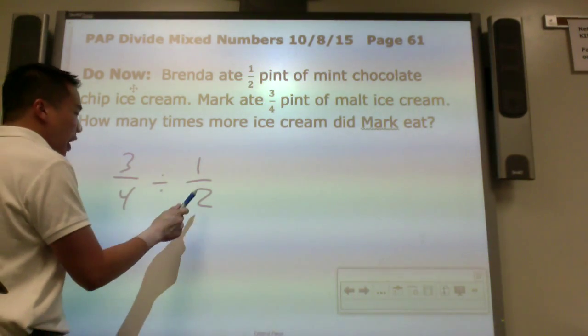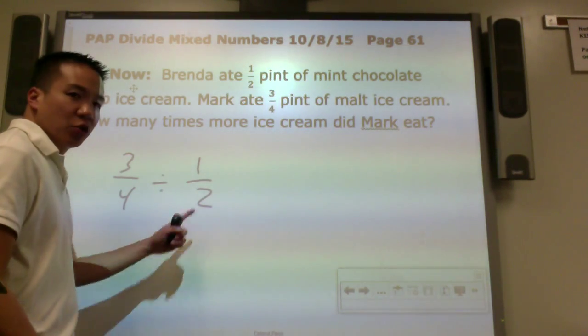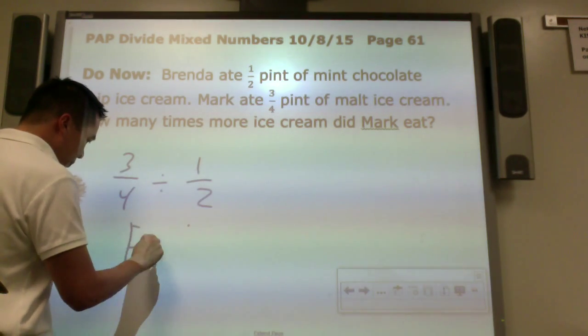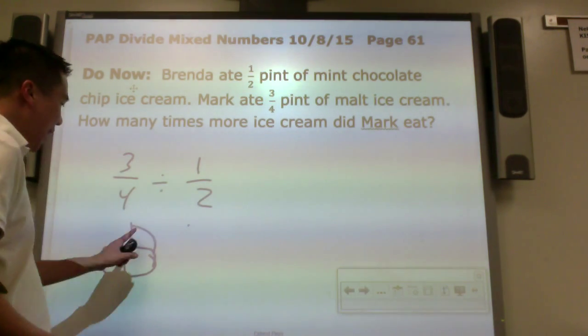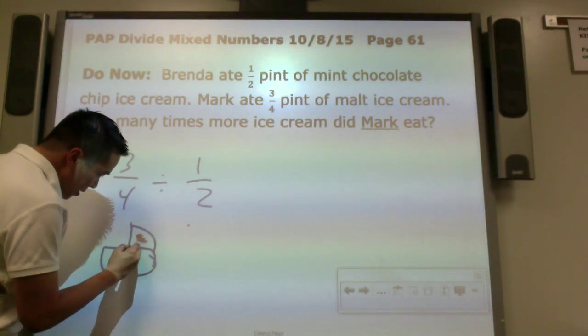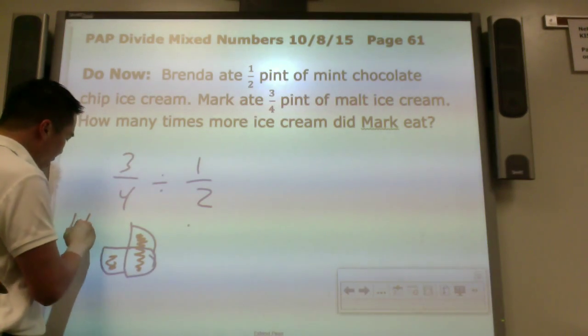So let's figure out how many halves go into 3/4. How many groups of halves? So here's 3/4. How many halves go into 3/4? If I had to predict, there is one group of a half, and there's a half of one. I think it's going to be 1.5.